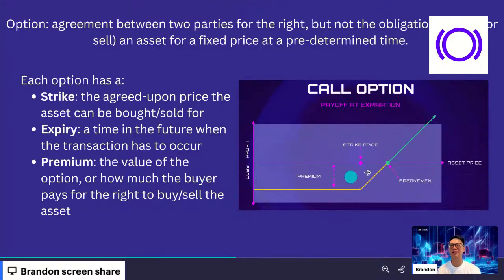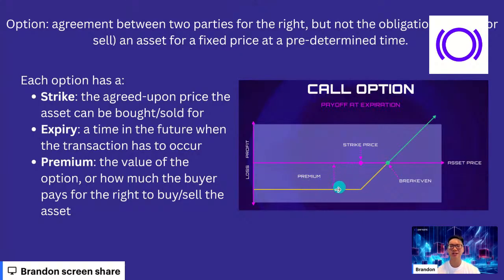And in essence, the cool thing about options really stems from this right but not obligation. Because you have the right but not the obligation, you get a payoff curve that becomes curvy. It's no longer straight. It has a kink. It has a corner. It's bent. And this is because of the right but not the obligation.